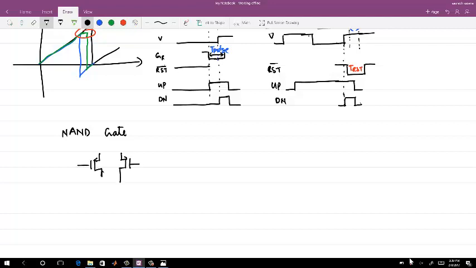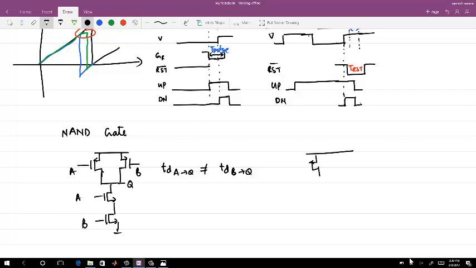So for the NAND gate design, let me see if I'm making the right NAND gate. Let me say I have inputs A and B, and I'm looking at the A to Q or B to Q output. In this case, T delay for A to Q will not be equal to T delay from B to Q, because they have different parasitics to charge and discharge. So mostly we want a symmetric delay, so we use a symmetric NAND gate design.